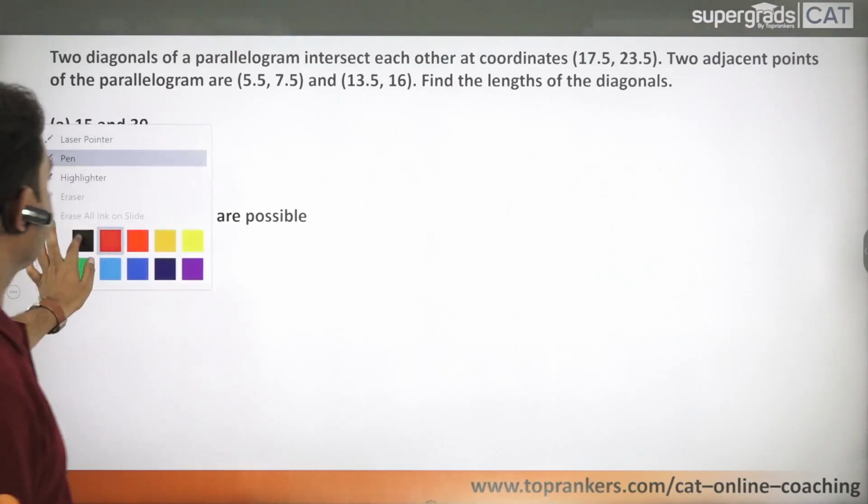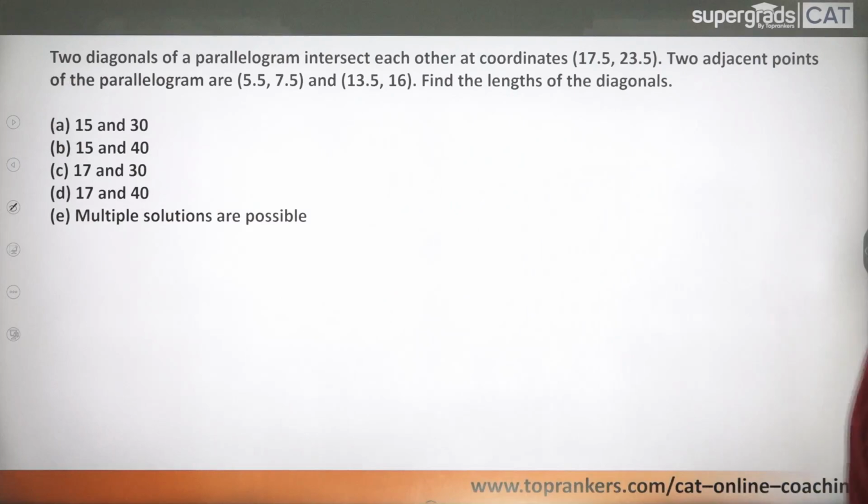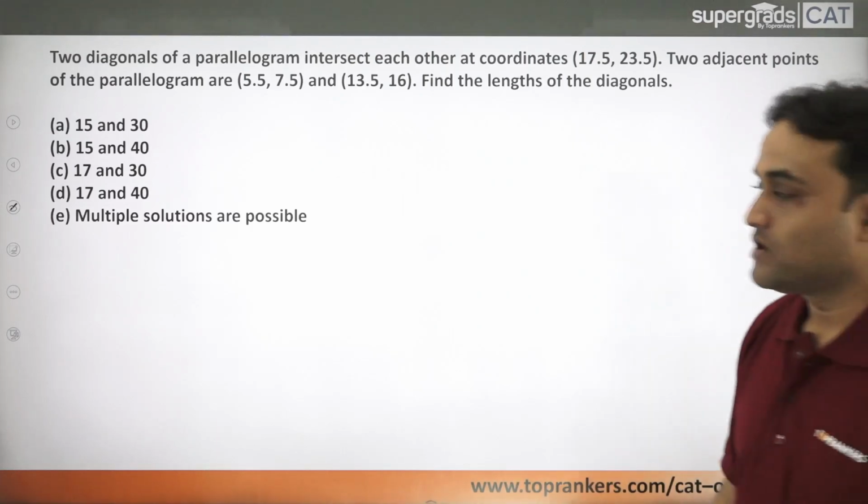Next question, it says two diagonals of a parallelogram intersect each other at coordinates 17.5, 23.5. Two adjacent points of the parallelogram are given. Find the lengths of the diagonals.